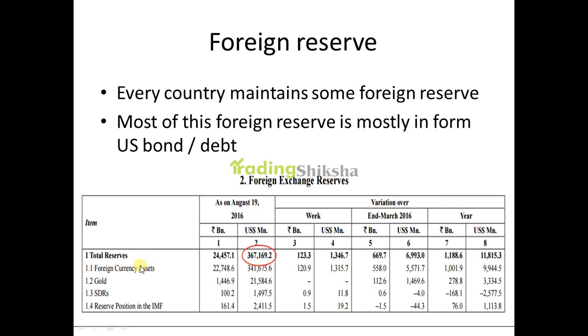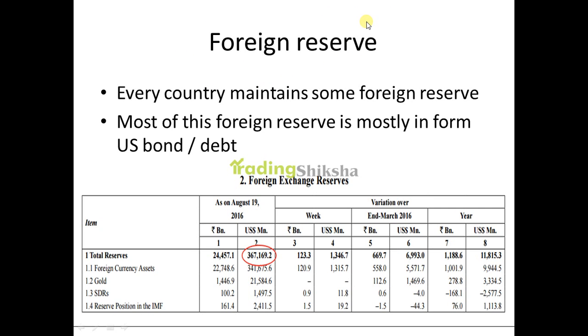You can see from this table that RBI total reserves is around $367 billion, out of which $341 billion are in foreign currency assets, and foreign currency assets are mostly dollar assets. So how does any country boost its foreign reserve? They generally boost it by buying foreign currency, and by buying foreign currency it means buying US dollars.